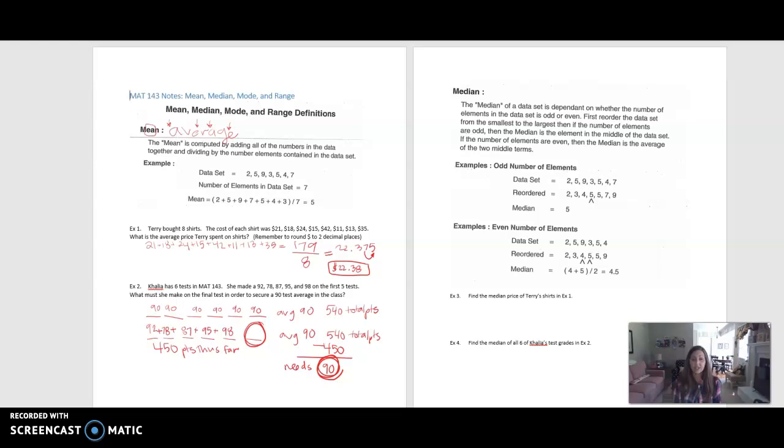But the answer is 90, and the way that I chose to do it was to see what the number of points would be that she would need on 6 tests to have an average of 90. Okay, let's move on to median.